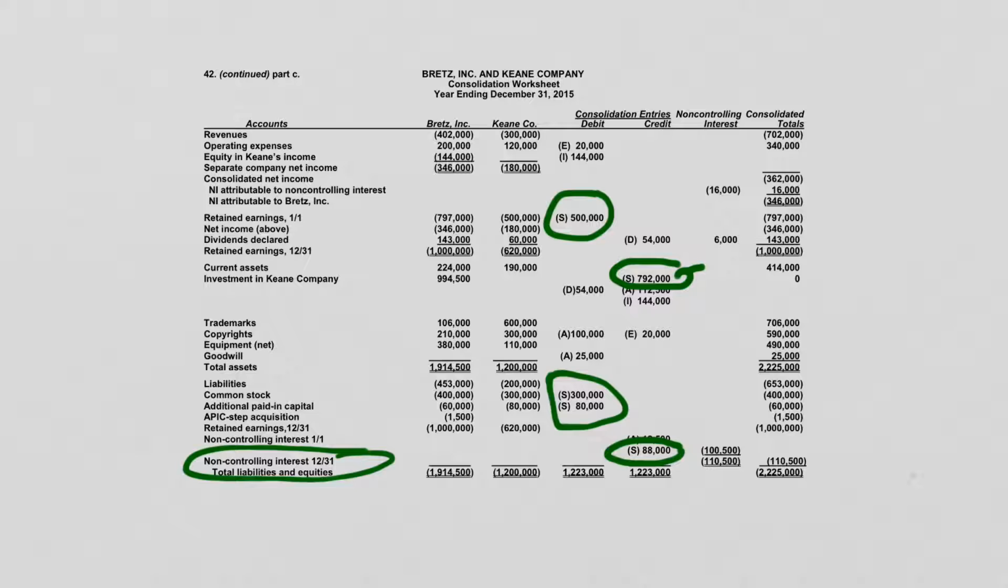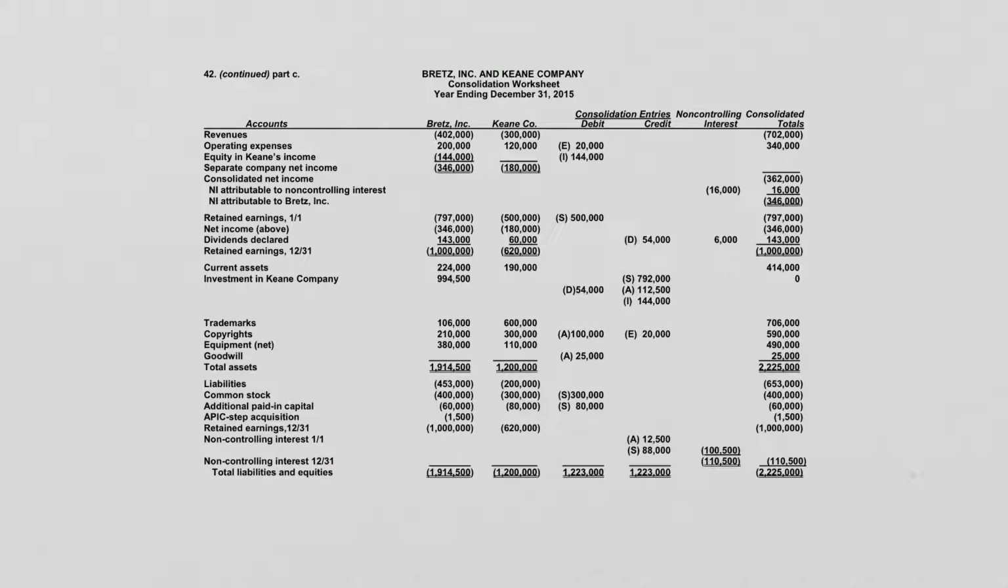That's the S entry. We split it between the controlling interest at 90% at the end of 15 and the non-controlling interest, which is 10% at the end of 15. Okay, let's clear the deck and look at the next entry. Let's do the A entry next.